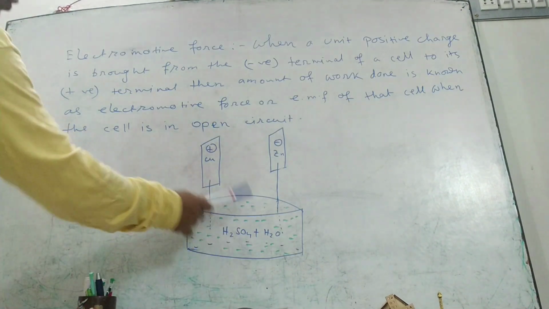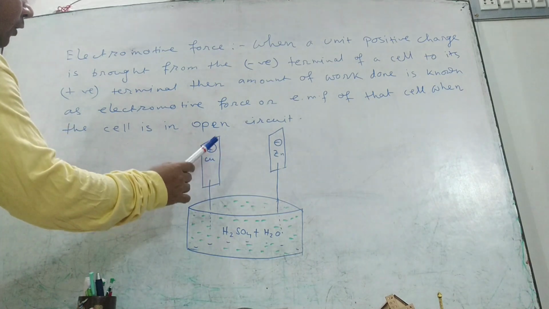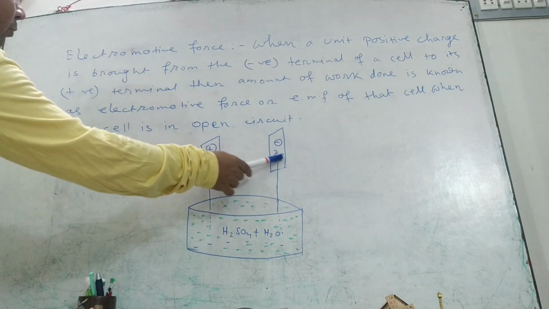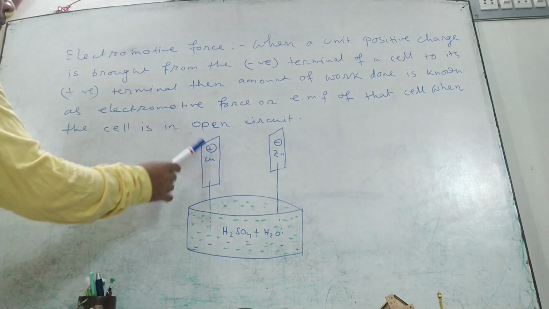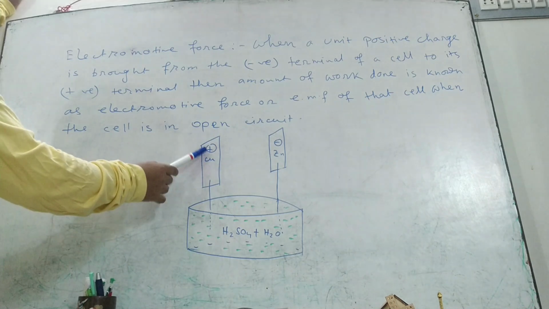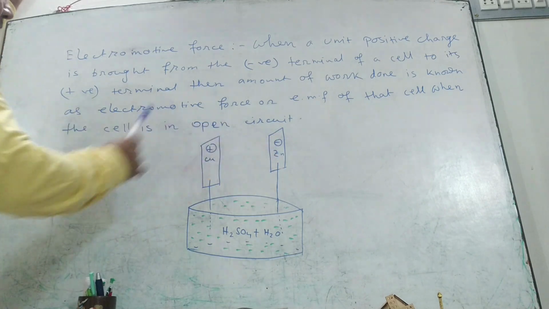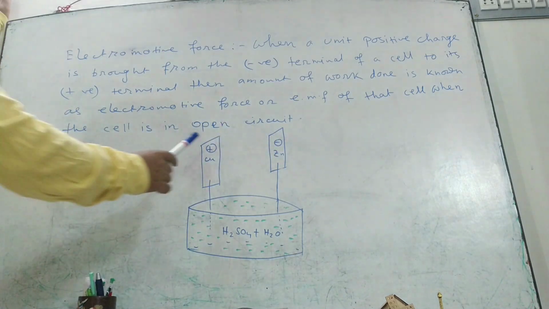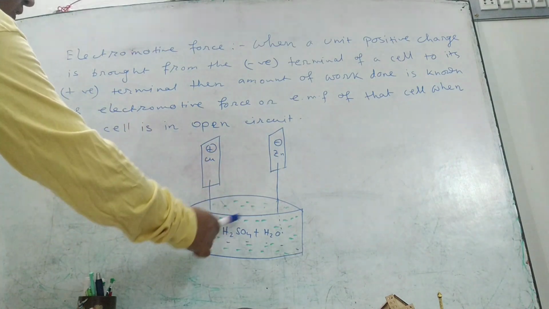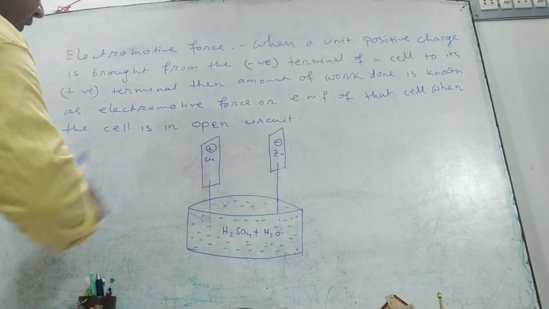In a simple voltaic cell, there are two terminals. One is made of Cu and another is made of zinc. The Cu electrode acts as the positive terminal and Zn acts as the negative terminal. Two electrodes are placed inside an aqueous solution of H2SO4.